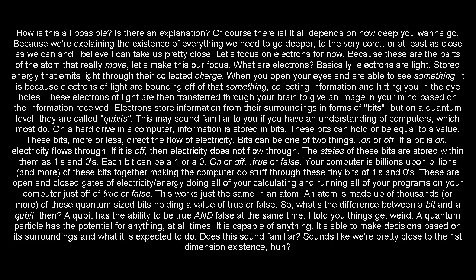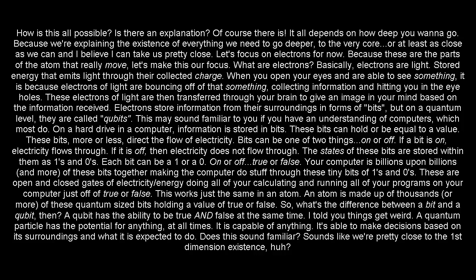Electrons store information from their surroundings in forms of bits, but on the quantum level, they are called qubits. This may sound familiar to you if you have an understanding of computers, which most do. On a hard drive in the computer, information is stored in bits. These bits can hold or be equal to a value. These bits, more or less, direct the flow of electricity. Bits can be one of two things, on or off. If a bit is on, electricity flows through. If it is off, then electricity does not flow through.